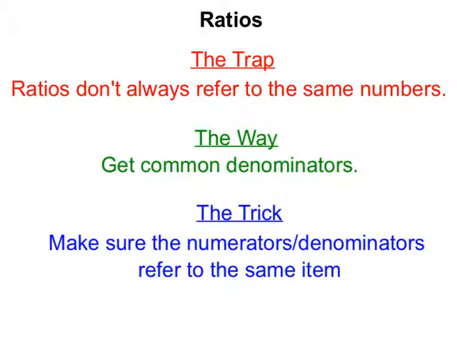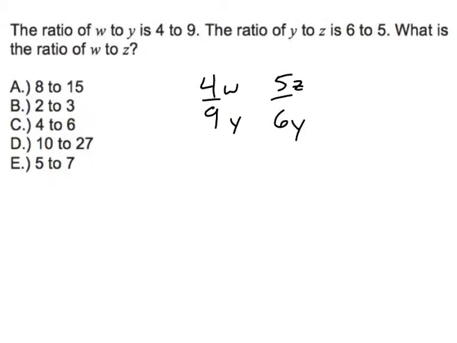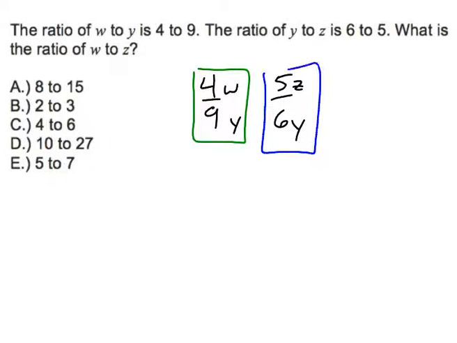Best way to do this is get a common denominator and make sure everything lines up. And you'll see what I mean here in a second. The trick here is to make sure that the numerator and denominator kind of refer to the same item. So here's an example. Ratio of W to Y is 4 to 9. So as you can see, I wrote 4 for W, 9 for Y. And then the ratio of Y to Z is 6 to 5. A little tricky here. You'll notice the order switches.